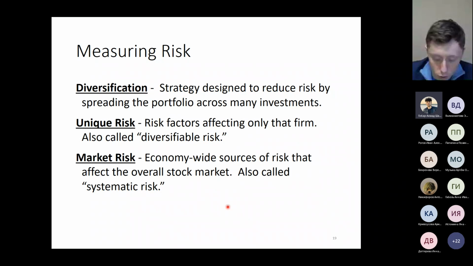Depending on whether it is possible to get rid of the risk or reduce the risk with diversification, we distinguish two types of risk. There is unique risk and market risk. Market risk is sometimes called systemic risk. Unique risk might be called specific risk. So there are some synonyms for that, but they all are about the same phenomenon.